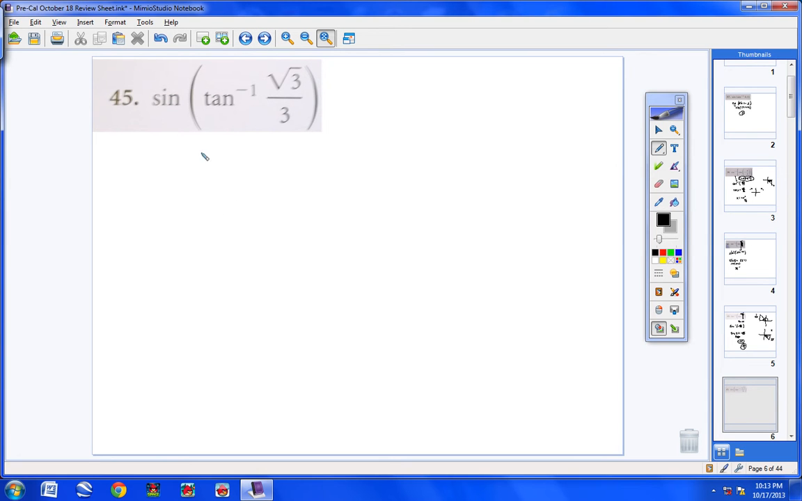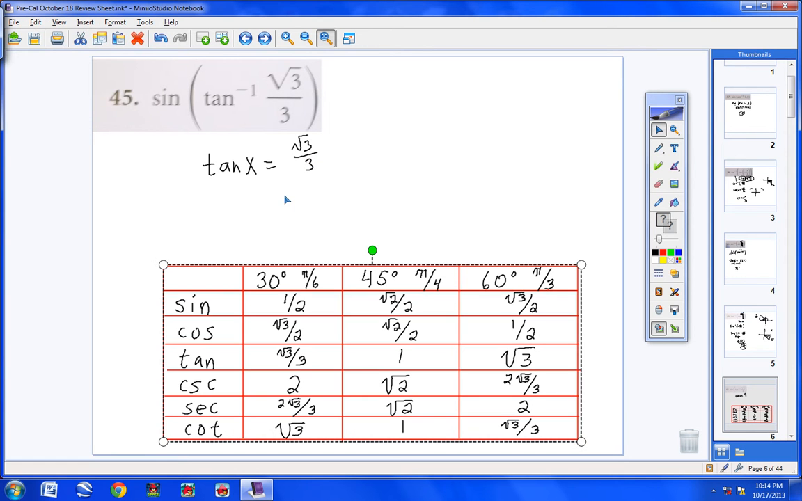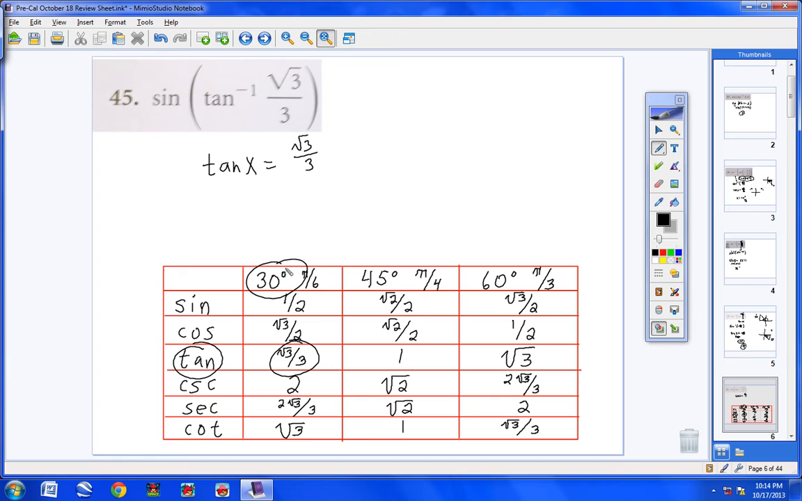We start off, first of all, working on the inside. So we say tangent of some angle x equals square root of 3 over 3. Now let's see if we have a special angle for that. Here's our chart. Tangent, here it is. Look right here, guys. Tangent of 30 is square root of 3 over 3. Okay?